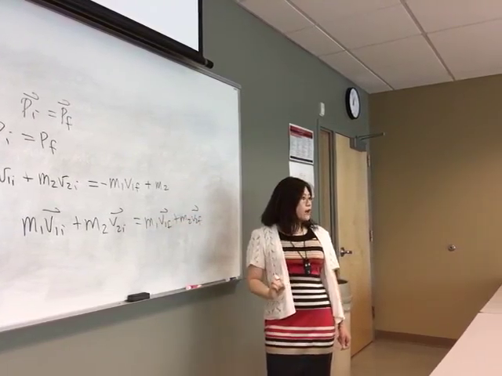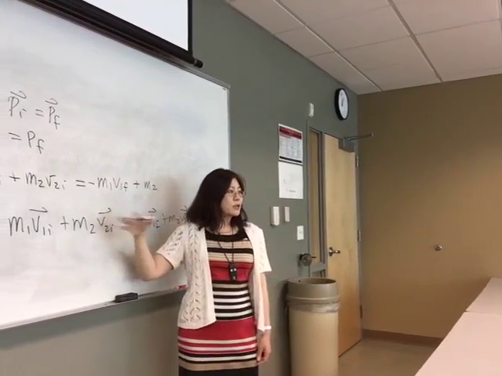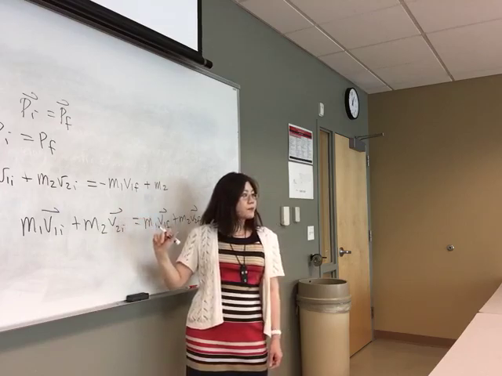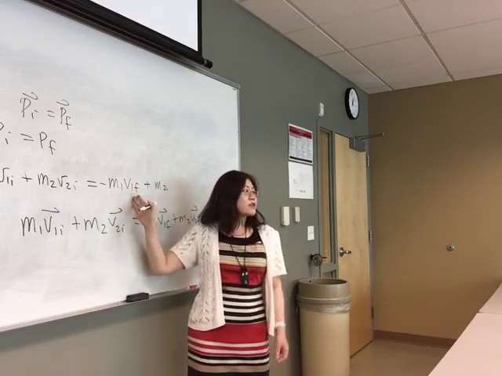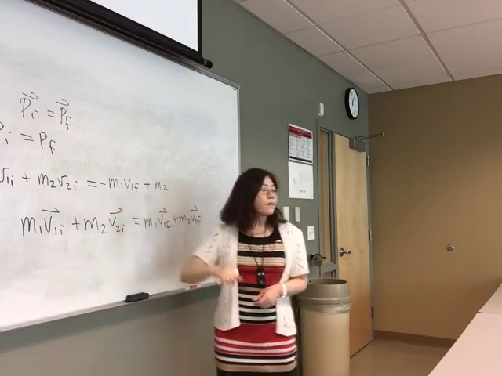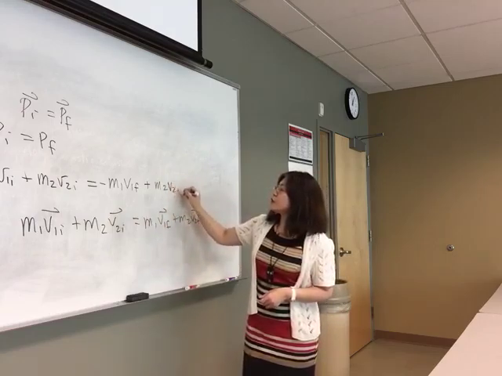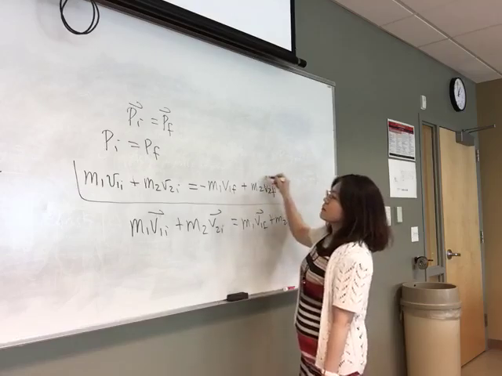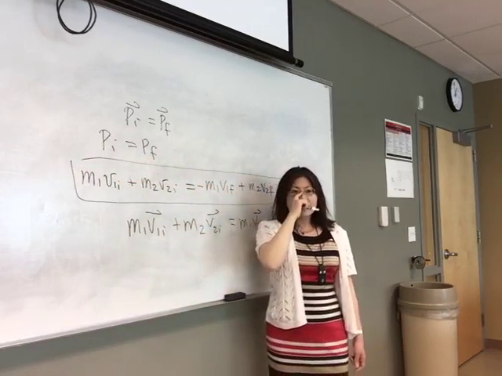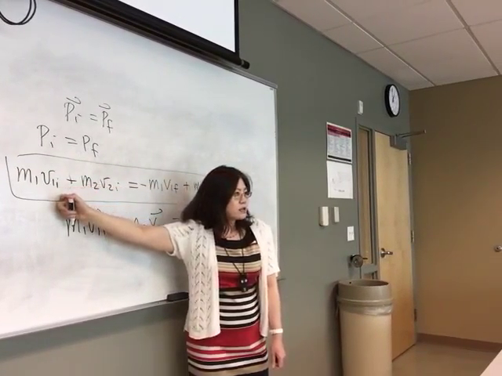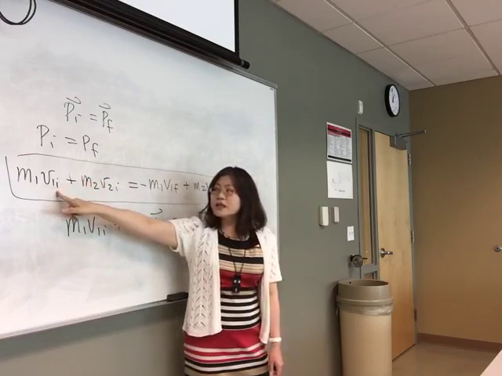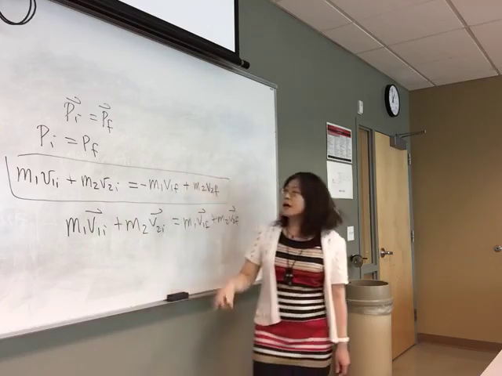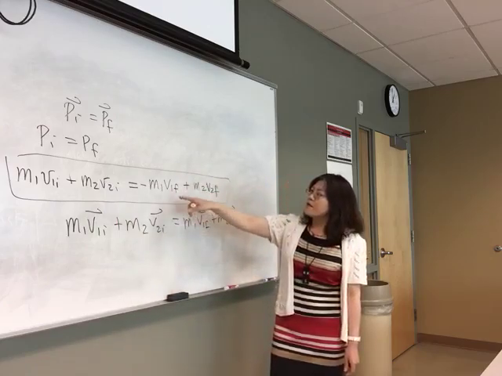In vectors, that's fine. But when you're using the magnitude, because we're dealing with one dimension, I just use the magnitude, then you have to put a negative sign, with the understanding that your V1F is a positive value. And then you have your M2 V2F. So this is how you set up the equation. As you can see, the symbols are very important. Instead of just 1, you have to use I and F, because otherwise you'll get confused. So this is the case when you have that.